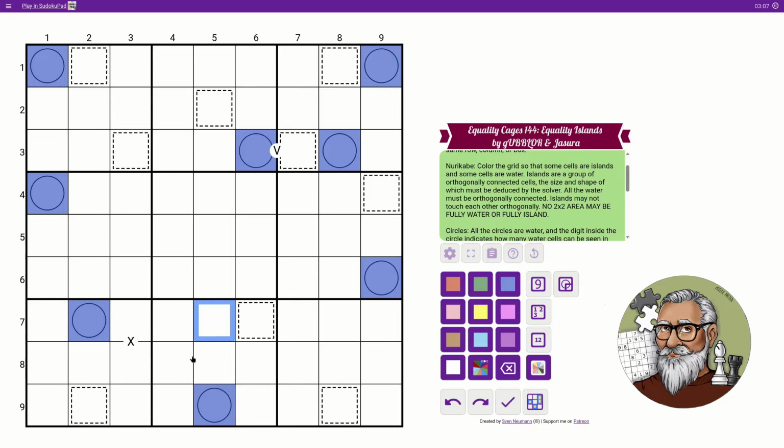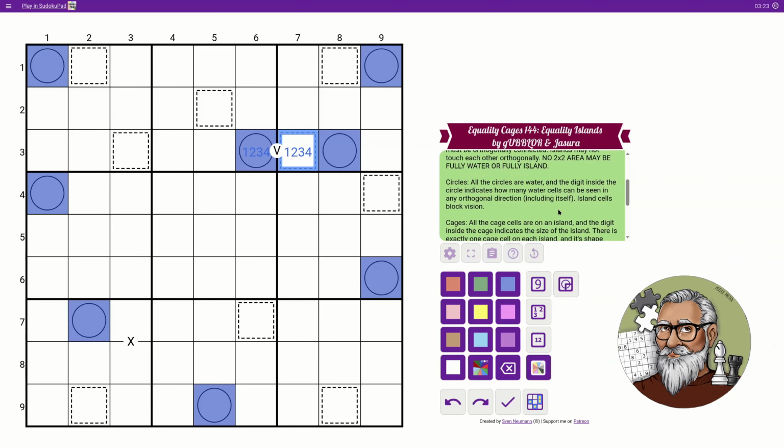How do I think about this? I have no idea. So that's from 1, 2, 3, 4. And this one, oh, well, it could be a single cell as well. Of course it can, right? Islands may not touch each other orthogonally, right? Yeah, so we could have one here, right?